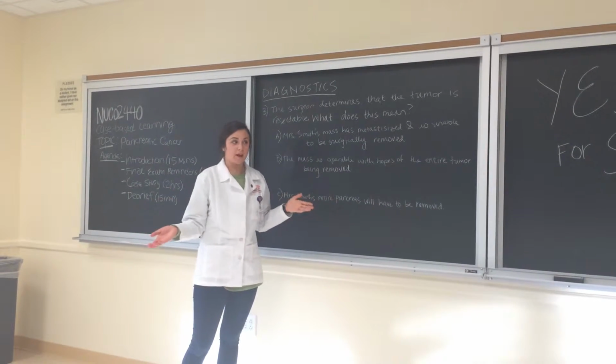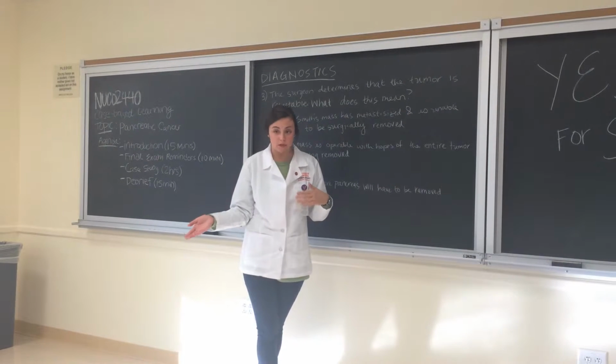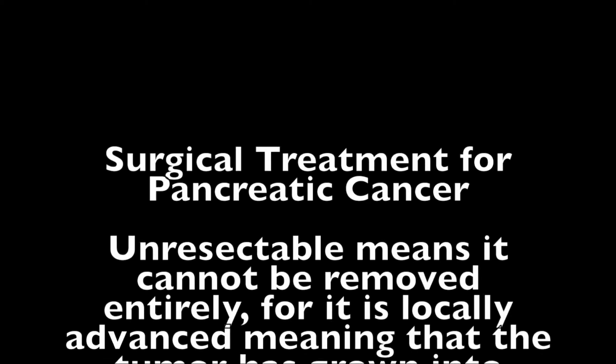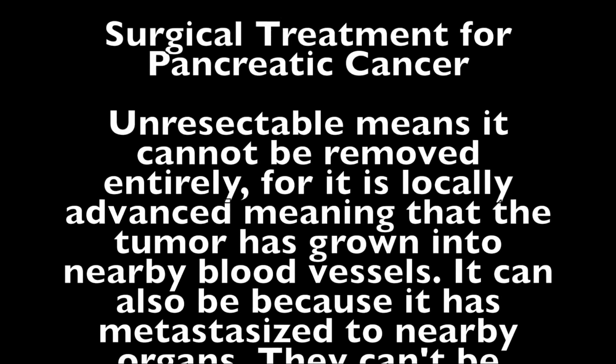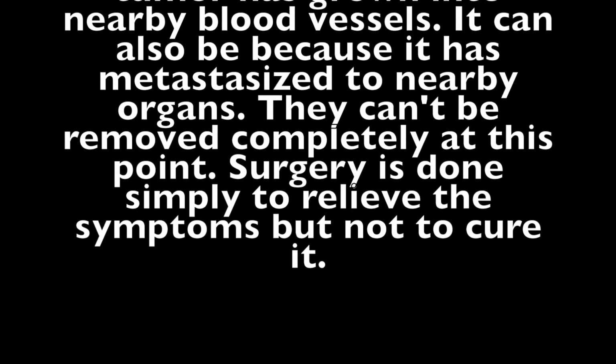Now that we've defined what resectable is, can any of you tell me what unresectable or borderline resectable might mean? Unresectable means it cannot be removed entirely, for it is locally advanced, meaning the tumor has grown into nearby blood vessels. It can also be because it has metastasized to nearby organs. They can't be removed completely at this point. Surgery is done simply to relieve symptoms, but not to cure it.